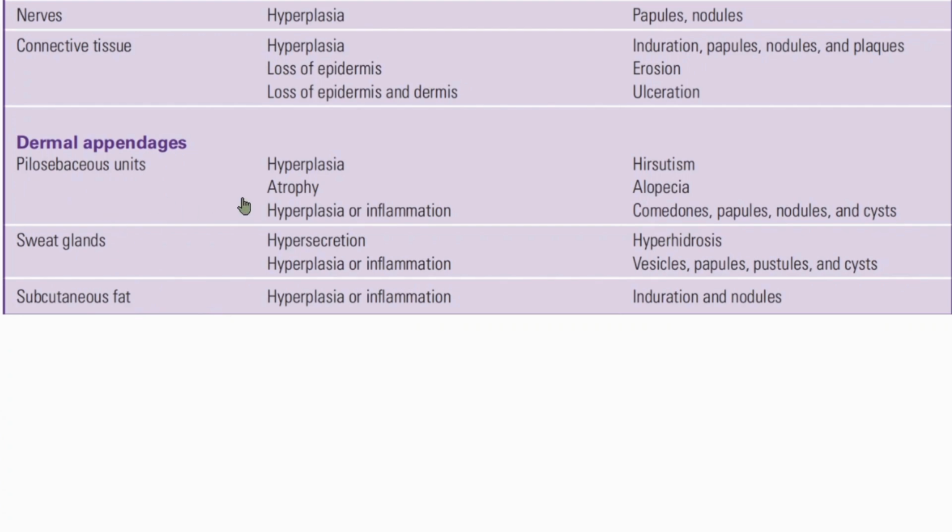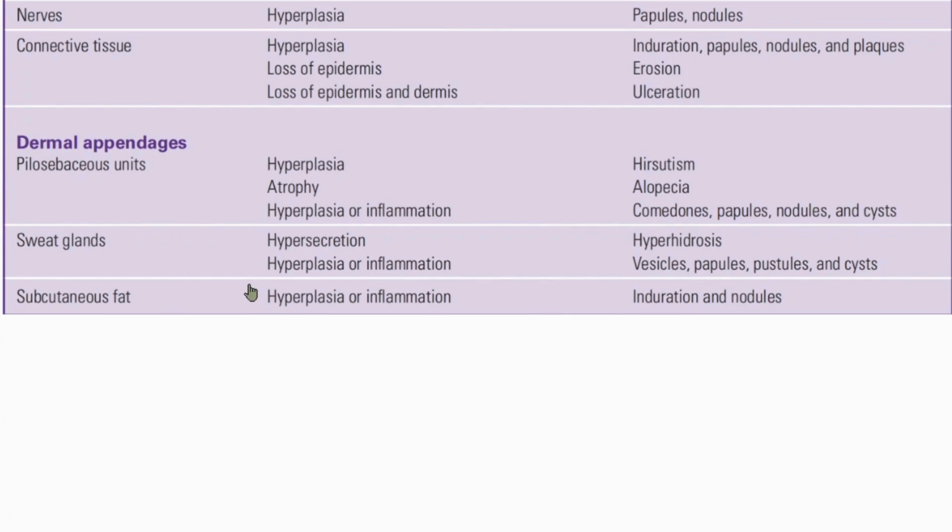Dermal appendages include pilosebaceous units, sweat glands, and subcutaneous fat. In pilosebaceous units, we have hyperplasia, atrophy, or inflammation. In hyperplasia of the pilosebaceous unit, we have hirsutism, and in atrophy of the pilosebaceous unit, the clinical manifestation is alopecia. And in hyperplasia or inflammation of the pilosebaceous unit, we have comedones, papules, nodules, and cysts.